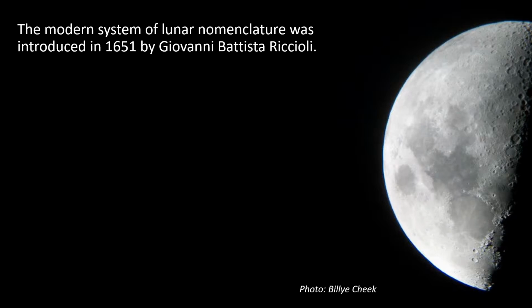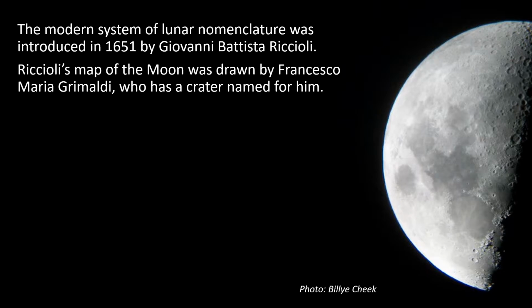The modern system of lunar nomenclature was introduced in 1651 by Giovanni Battista Riccioli. Riccioli's map of the moon was drawn by Francesco Maria Grimaldi, who has a crater named for him.